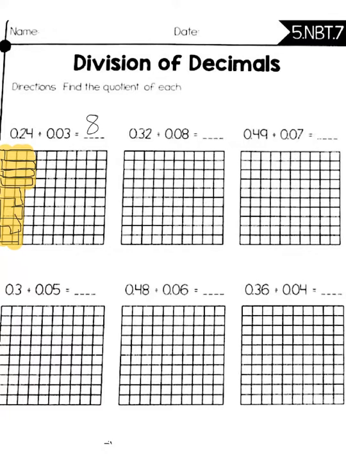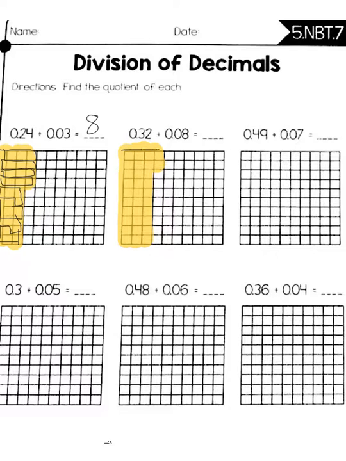Let's try one more. Same story here. I'm going to take 32 hundredths. So I'm going to shade that in first. So I have 10, 20, 32. So I've represented my 32 hundredths. Now I'm going to take my pencil or my pen, and I'm going to divide that 32 hundredths that's been shaded into groups of 8 hundredths.